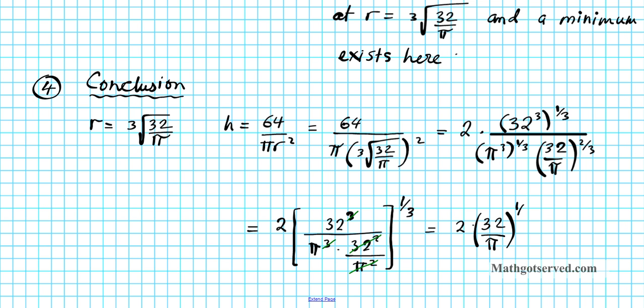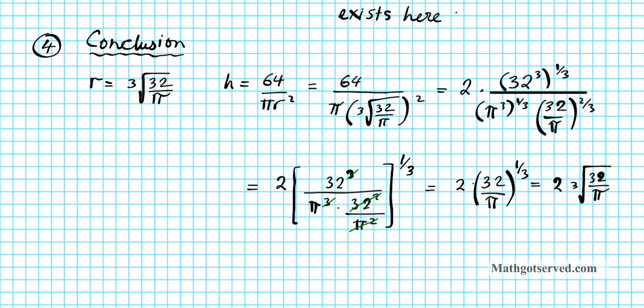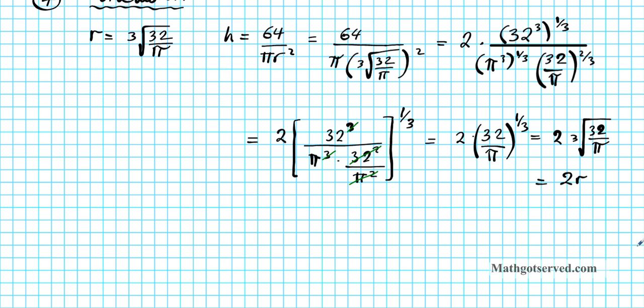32 over pi raised to the 1/3 is equal to 2 times the cube root of 32 over pi. Now, does this look familiar? It should. This piece right here is the same as r. So it's basically equal to 2r. So h is equal to 2r. All right, so now the dimensions of our cylindrical tank.